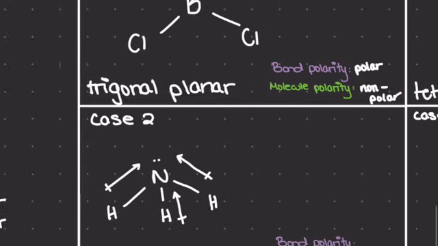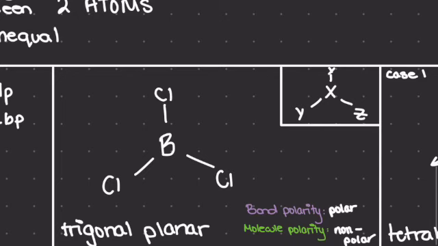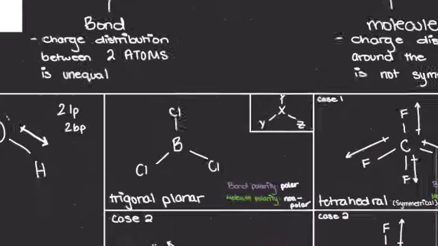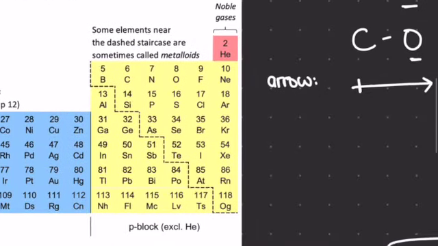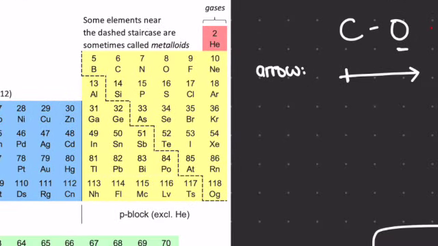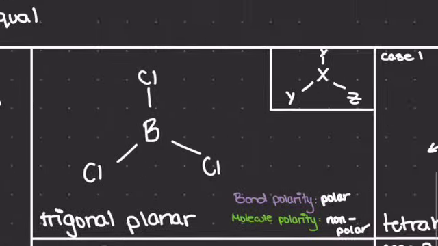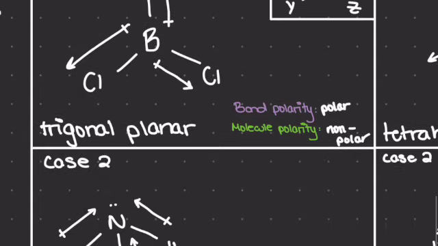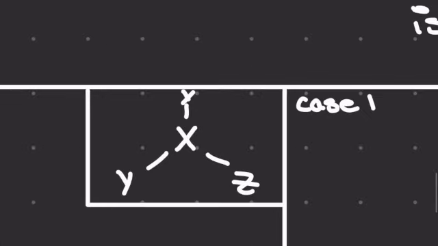Let's go to my trigonal planars. I have two cases of trigonal planar. Again, what did I say we first look at? Symmetry. What can I see? Three chlorine atoms. So right away, what can I say? My molecule is not polar. Bond polarity. Can I see a difference between boron and chlorine? Here's my boron. Here's my chlorine. Chlorine is obviously way more electronegative. Therefore, my arrows are going to look like this, and last but not least, like this.